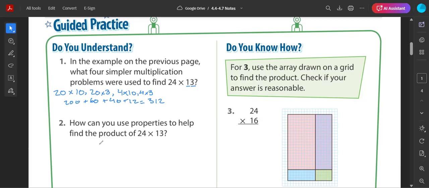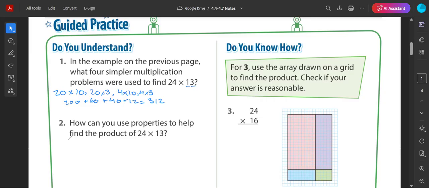All right, for number 2, how can you use properties to help you find the product of 24 times 13? So the properties that we were using were ways for us to break apart using place value, and of course using the factors, so that way we could have our partial sums, our partial products, and then we could add them up.